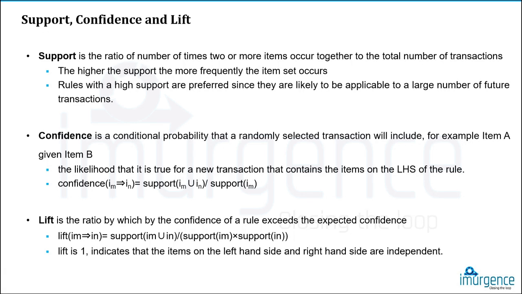Because you are basically doing a support divided by the individual support of the antecedent and the individual support of the consequent, which you can see as support of IM into support of IN. And obviously when you're multiplying two probability values, the resulting probability value will still be a smaller number. So the denominator is a very small number, and this impacts the overall lift, which gets inflated.